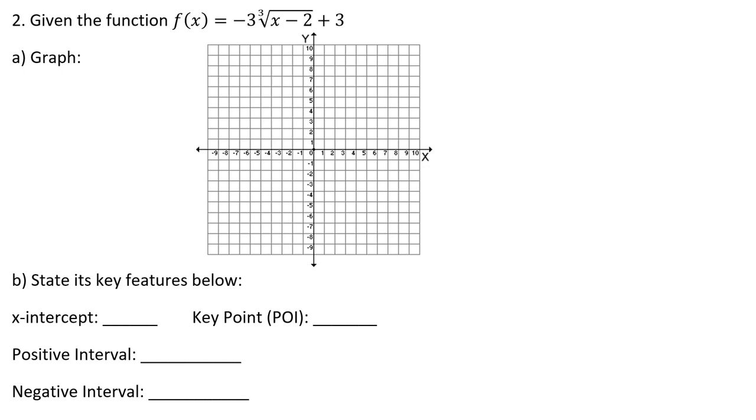Problem 2, another cube root graph. So this time it's a little bit more complicated. We have a number in front that we've got to make sure we're keeping track of when we're doing our calculations, but the beginning is always the same. We want to find the key point. So we ask the question, what number minus 2 would equal 0? Positive 2. And then our back number is a 3. So this is where our key point comes from.